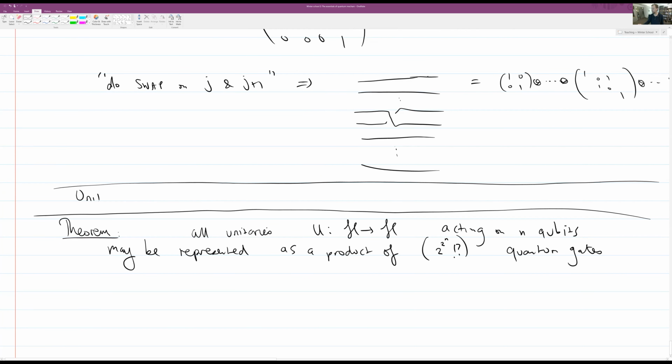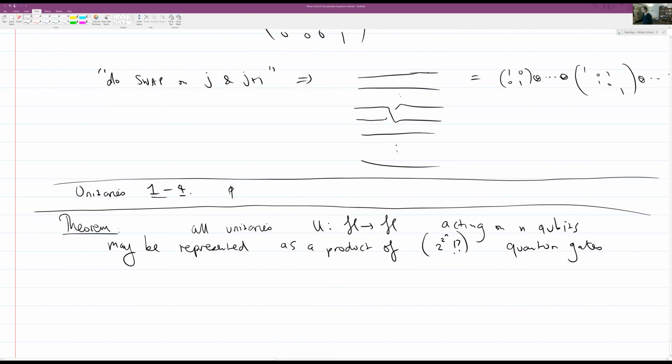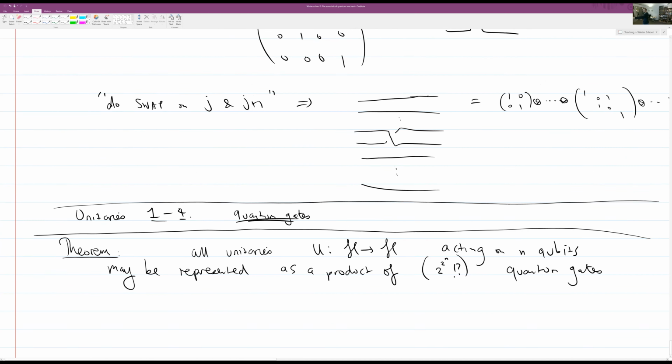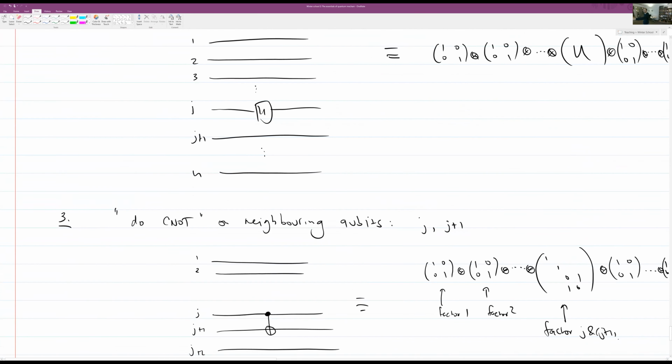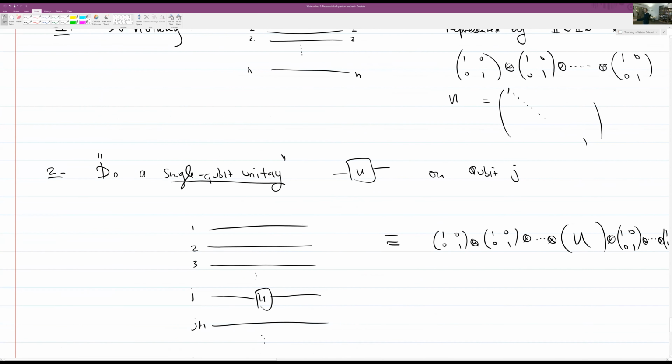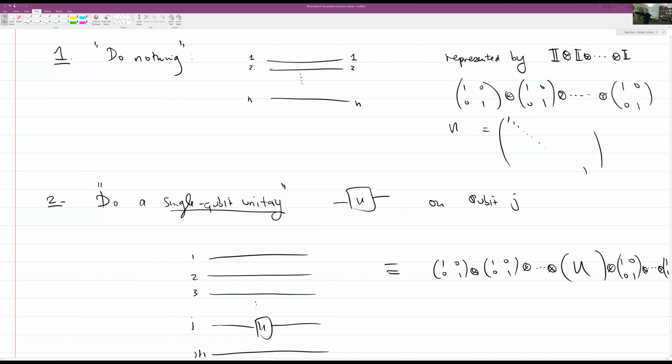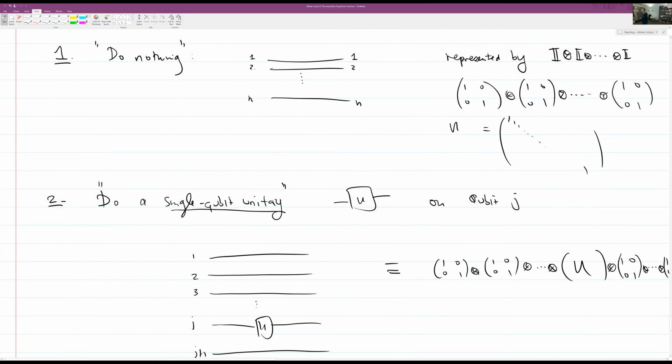So unitaries 1 through 4 that I've just described above are called quantum gates. All of these things here are examples of quantum gates. Examples 1 and 2 are examples of single qubit gates. Doing nothing is like just doing nothing on qubit J. So these are called single qubit gates.